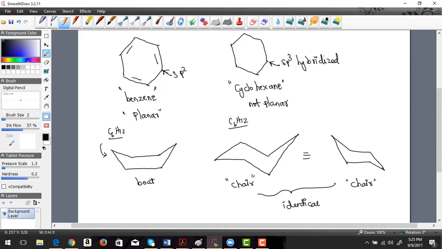Now the boat conformation is less stable. We don't want to go too deep into that, and the chair conformation is more stable of the two. It doesn't matter which form of chair you write, they're both more stable than a boat conformation. The word is conformation, that's what I've been using. Conformation means multiple shapes, like a triangle, square, rhombus, octagon, hexagon. These are different shapes. A boat is less stable, a chair is more stable.